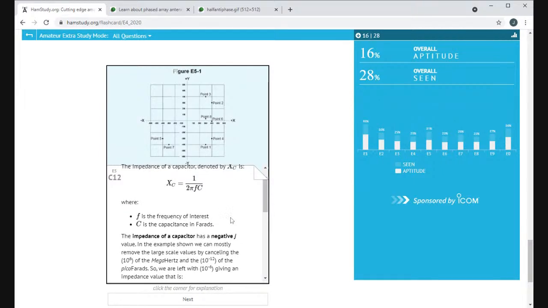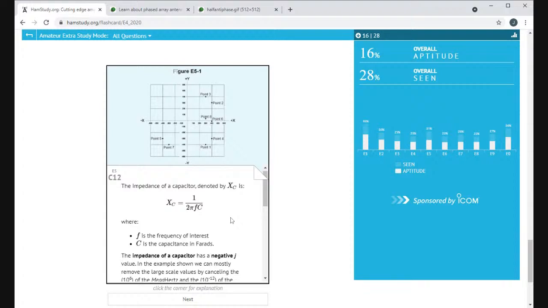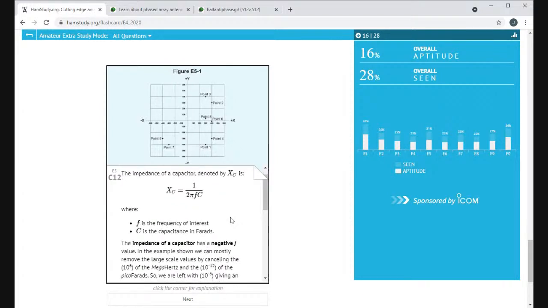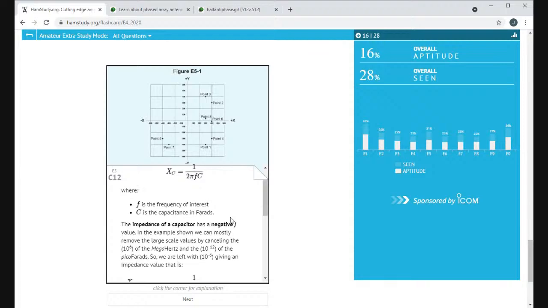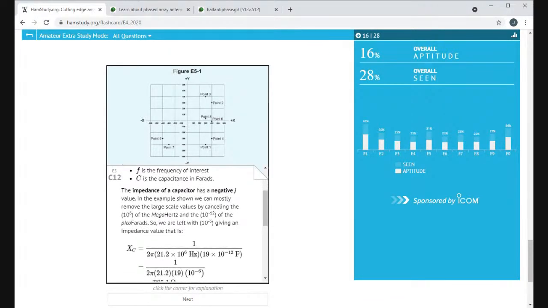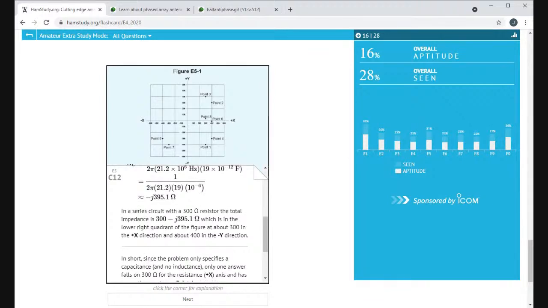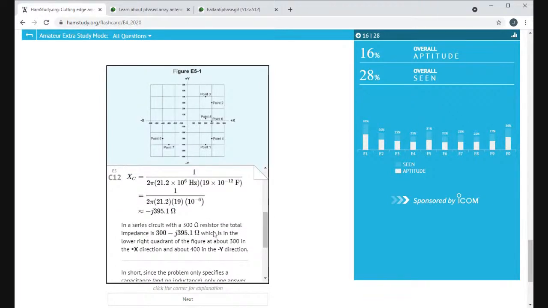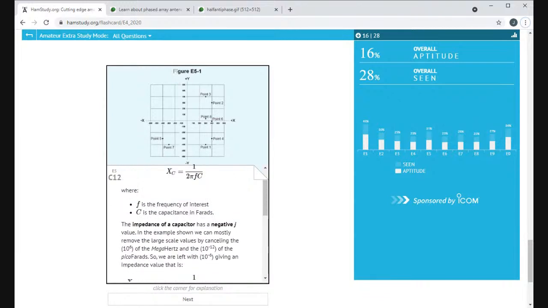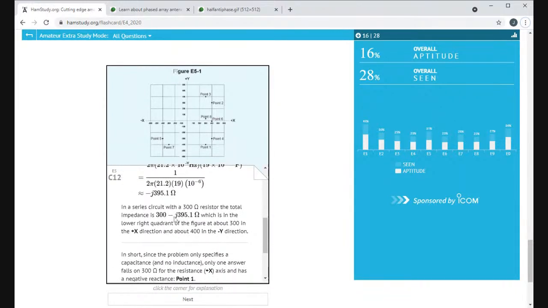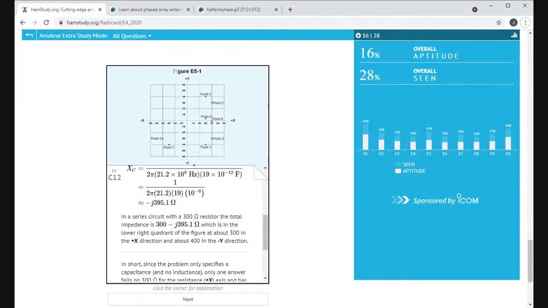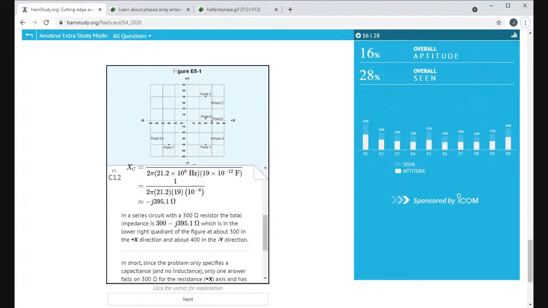This is the impedance of the capacitor, denoted as the inverse of 2 pi times the frequency times the farads. So in this case, it is 300, which is the resistance, minus 395 ohms. Or, sorry, farads.